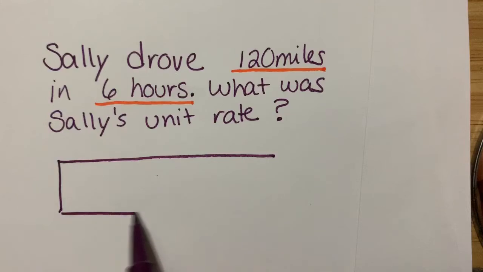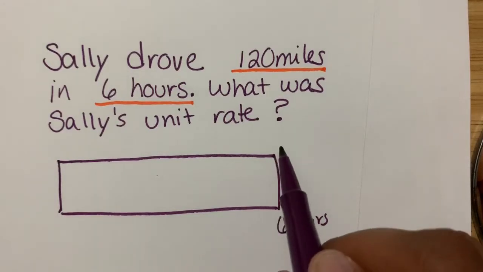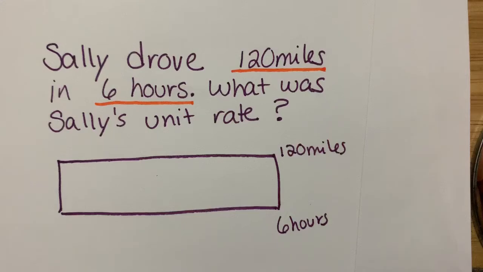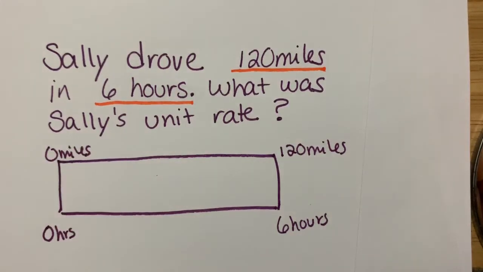So I know that in 6 hours, Sally drove 120 miles. So in 0 hours, we know that she couldn't have traveled anywhere. So it's 0 miles.